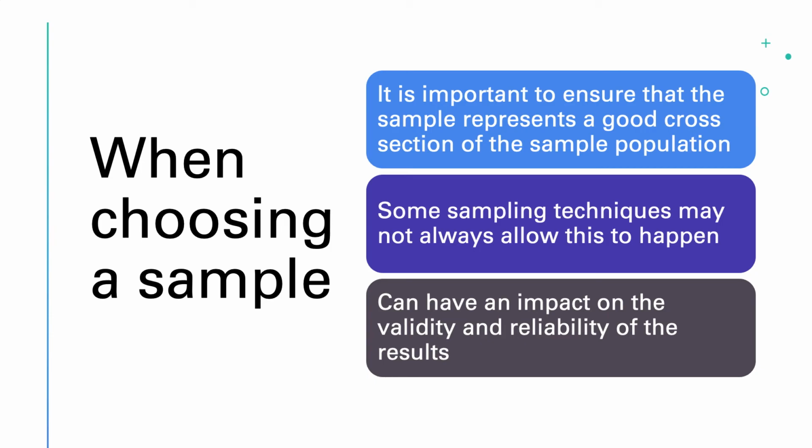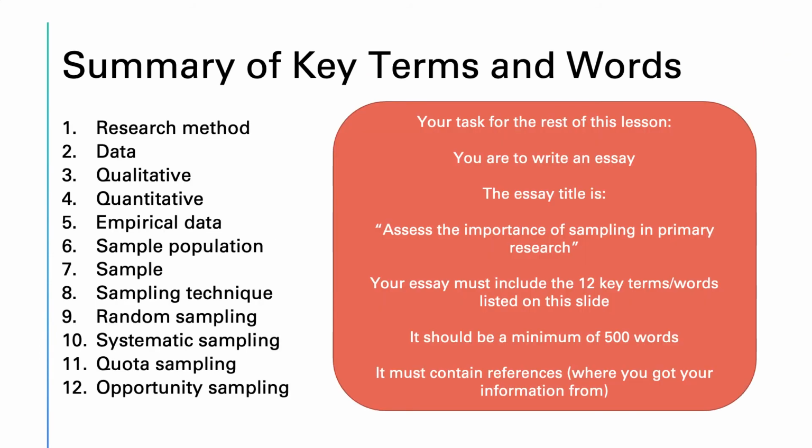Okay, so here's a summary of the key terms and key words that we have discussed over the last 20 minutes. So we've looked at the terms research method, data, qualitative, quantitative, empirical data, sample population, sampling technique, random sampling, systematic sampling, quota sampling, and opportunity sampling.